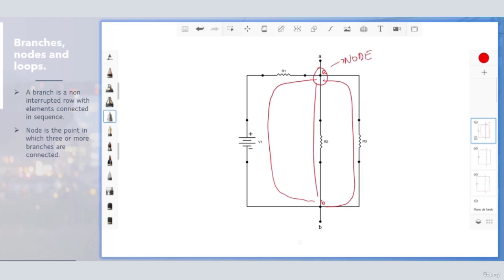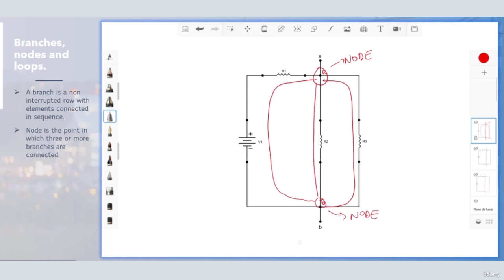So another point in the circuit is the point B, and the point B is also connected to the branch that goes to V1 and R1, and second, the branch of R2, the branch that goes from the R3. So that also means that the point B is also a node. So we don't have any more points in the circuit, and that means there are no more nodes in the circuit.